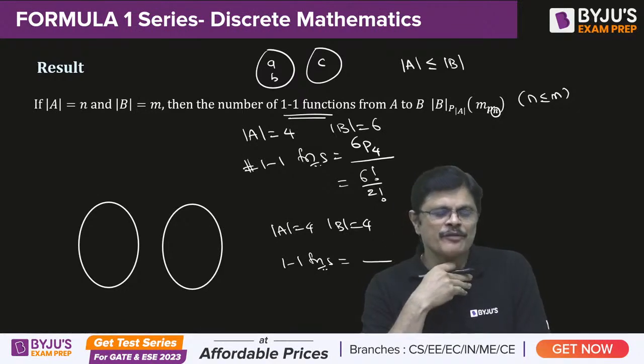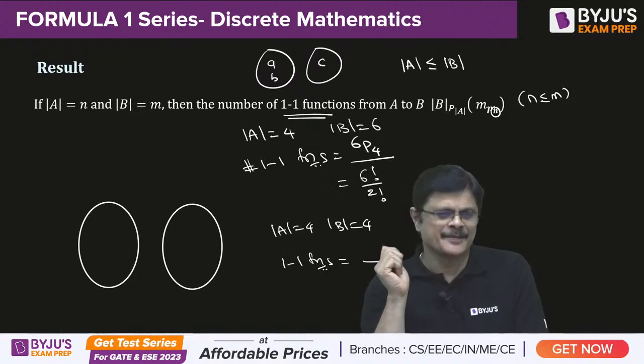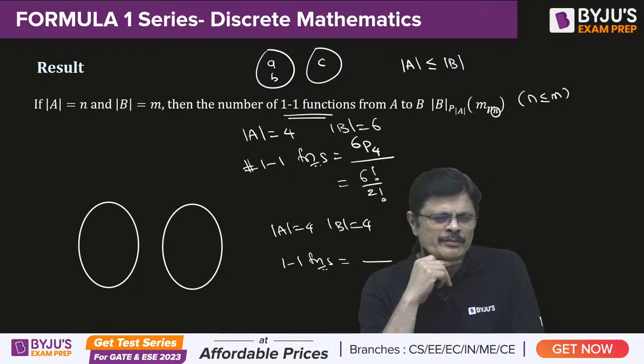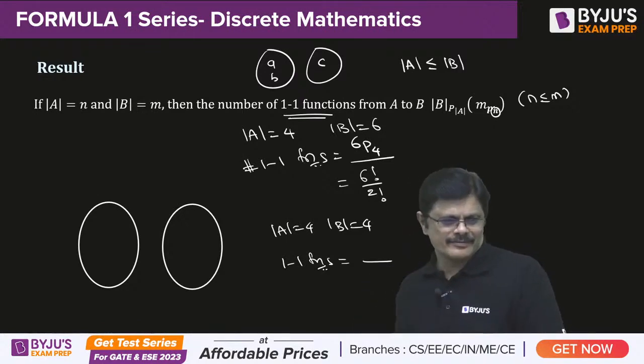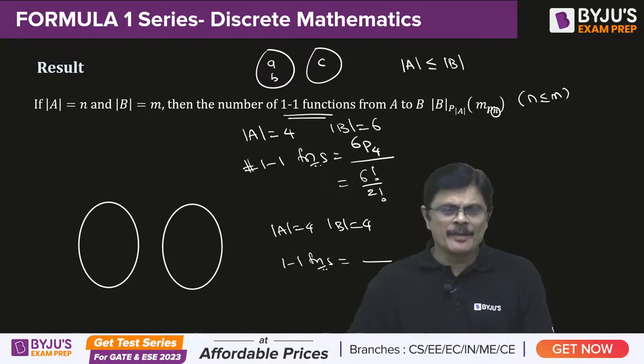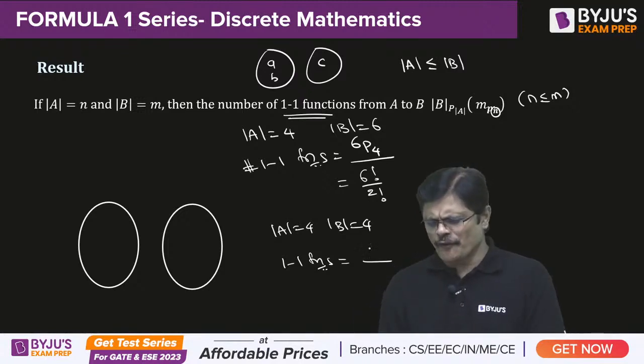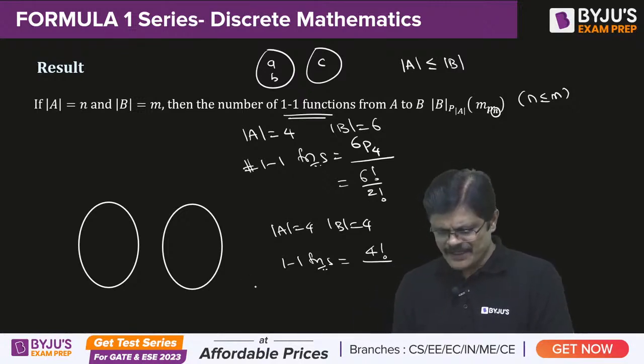Yeah, very good. 6 into 5 into 4 into 3. Wonderful. Correct. $360. How many 1-1 functions are there? 4 factorial. That is 24.